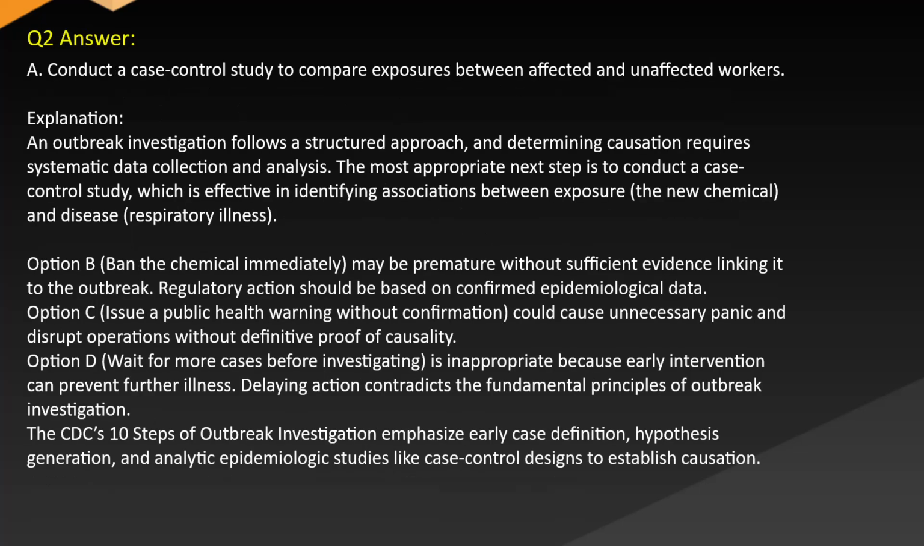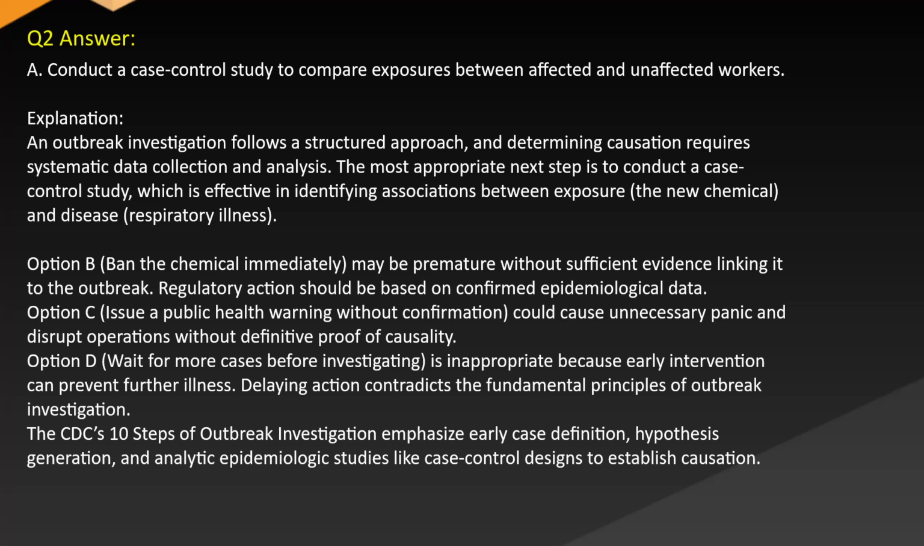Answer: A. Conduct a case control study to compare exposures between affected and unaffected workers. Explanation: an outbreak investigation follows a structured approach, and determining causation requires systematic data collection and analysis. The most appropriate next step is to conduct a case control study, which is effective in identifying associations between exposure, the new chemical, and disease.